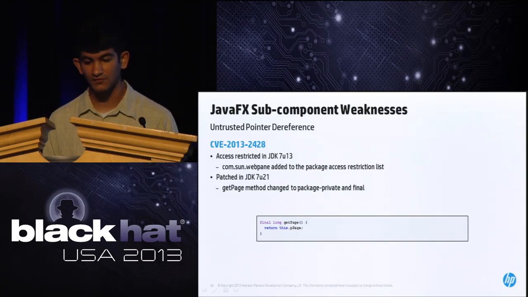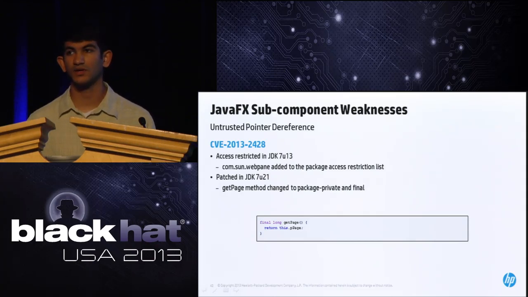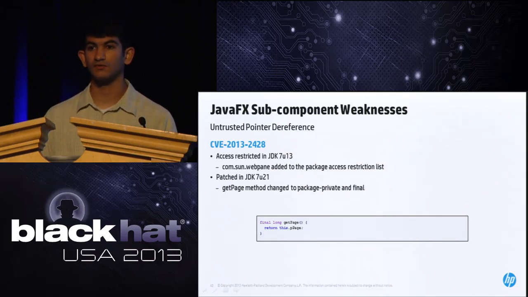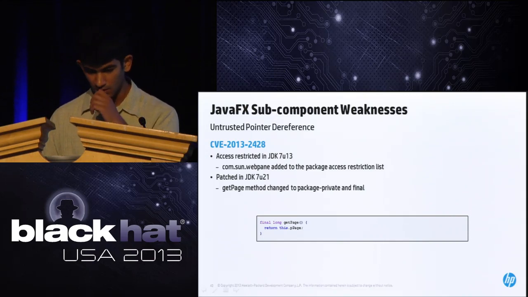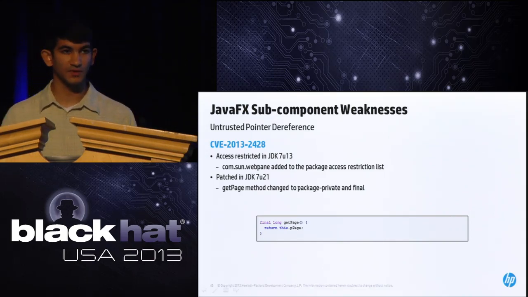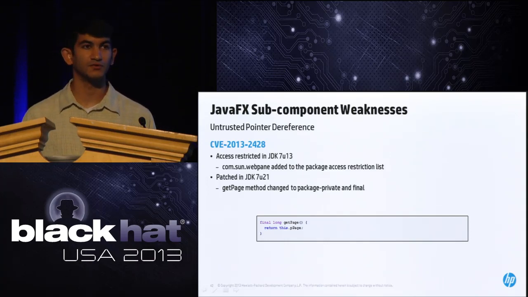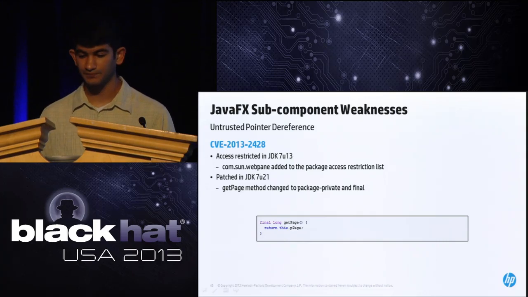There's also a package definition restriction list, and for every JDK that we've looked at, it's the exact same. But all that means is that you can't try and trick the JVM by defining a package of your own within ComSun WebPane. It was also properly patched in JDK 7 update 21 by making the getPage method package private and final, so that you can no longer subclass it and, well, corrupt memory.